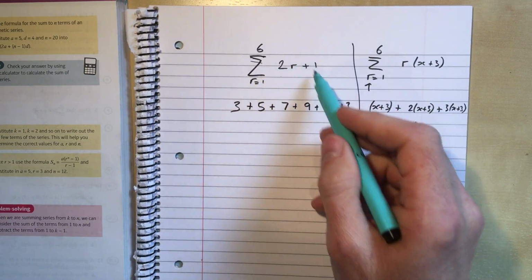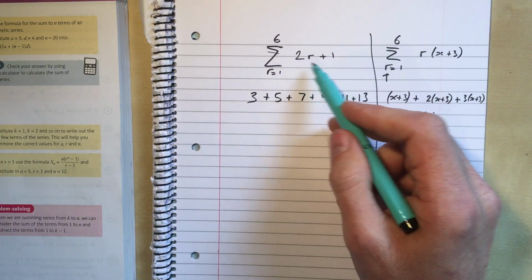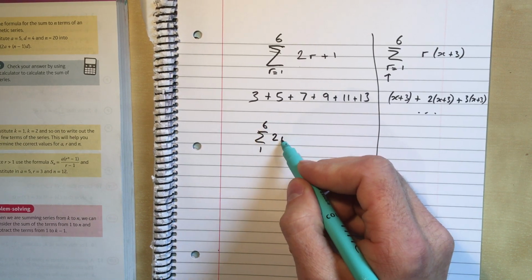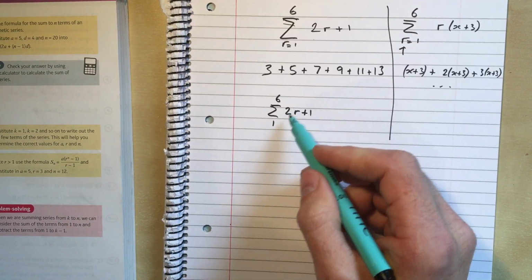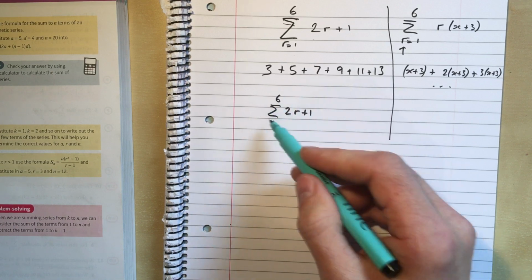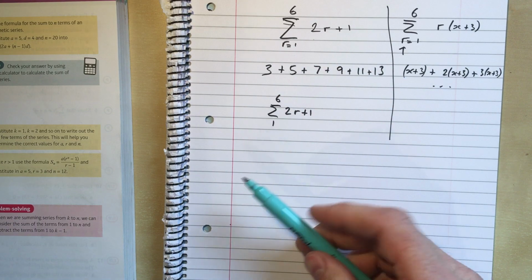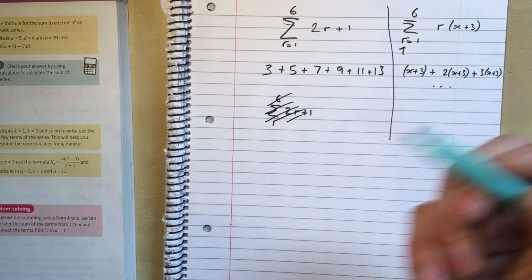Now, if we've got an expression like this, where there is only one letter in the expression, sometimes we'll cheat and we'll write that as sum from 1 to 6 of 2r plus 1. Okay, so sometimes you'll see that written, which is just saving a little bit of time. There's only one letter, so it's kind of obviously the r that changes its value. But we shouldn't, strictly speaking, do that, and here's why.